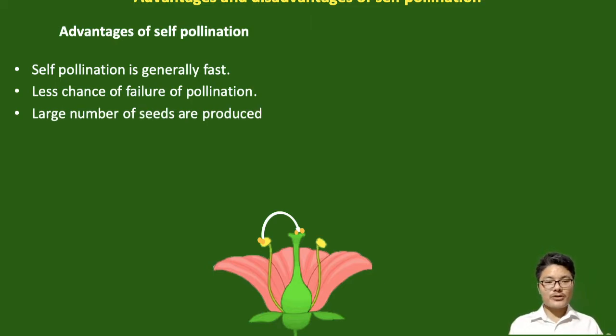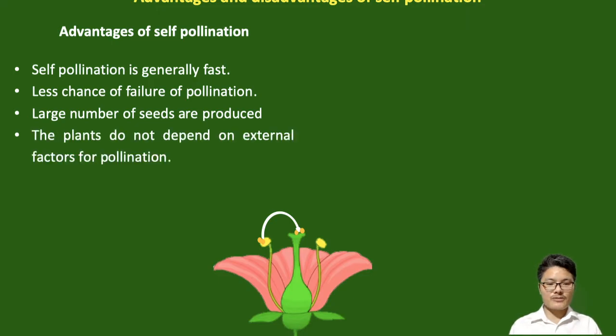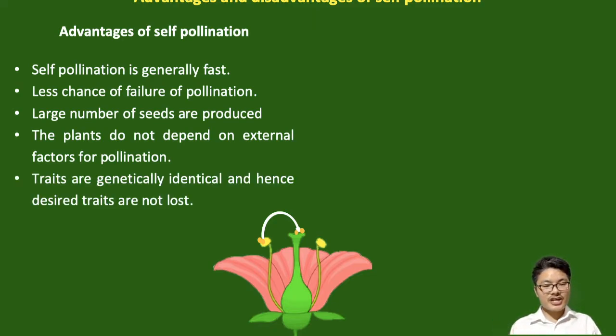A large number of seeds will be produced after self-pollination. Plants are not completely dependent on pollinators, so plants do not depend on external factors for pollination. The traits of the plants produced from the seeds after self-pollination are genetically identical. So if desired traits are present within the plant, they will not be lost. So traits are genetically identical and hence desired traits are not lost if self-pollination occurs.